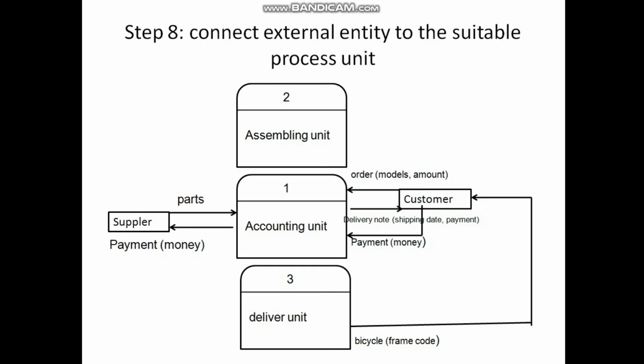Step 8, under this step we need to connect all the external entities to the suitable process unit. According to my example, suppliers are handled by the accounting unit. Because of that I connect the supplier to the account unit. The customer puts an order, gets delivery information and does the payment through the account unit. Because of that I connect those data paths to the account unit, but they get delivery from the delivery unit, and because of that I connect that link to the delivery unit.